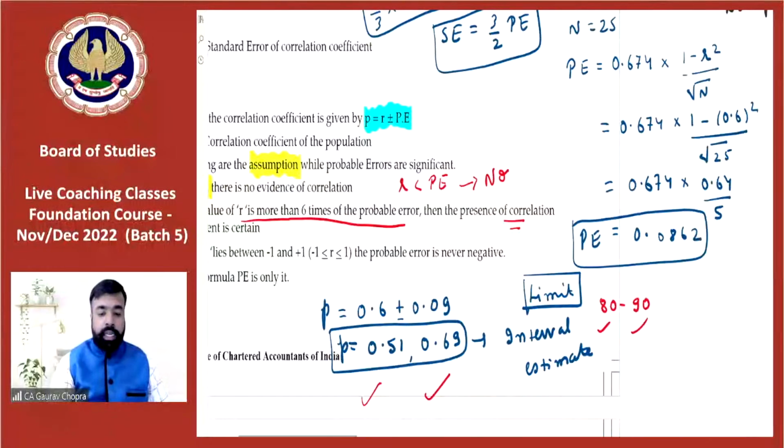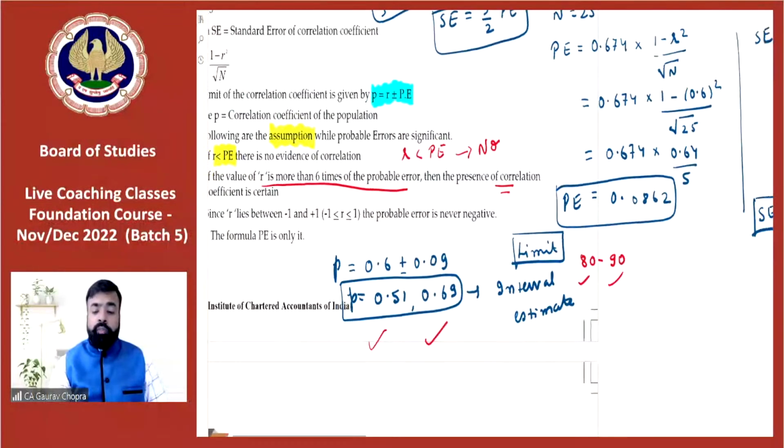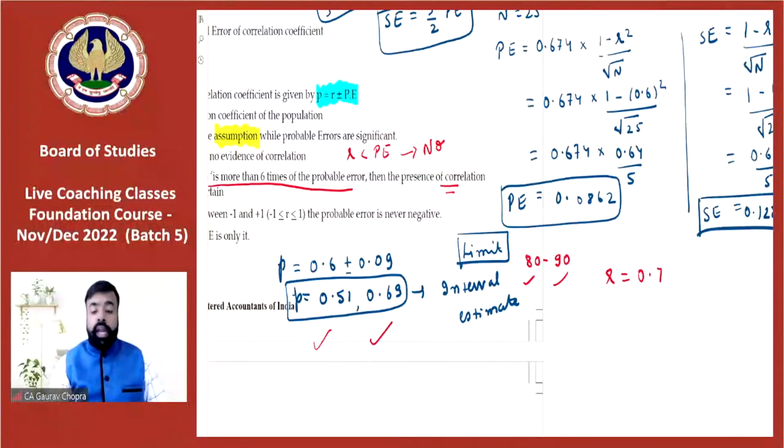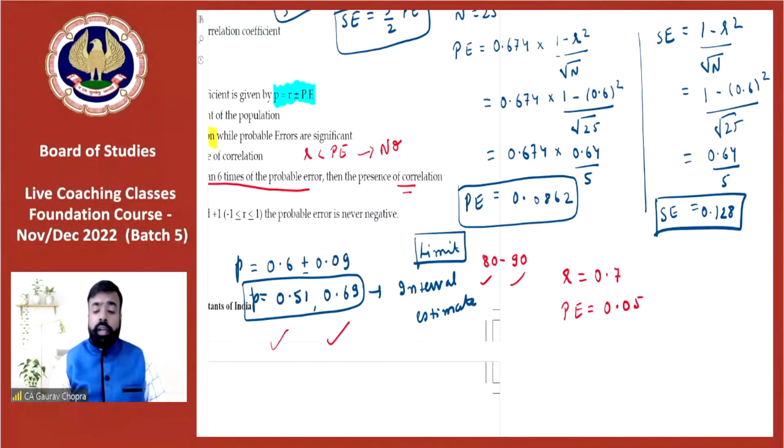For example, if we say value of R is 0.7 and value of probable error is 0.05. So how to know that R is 6 times greater or not? Simply divide them. So 0.7 divided by 0.05. How much are we getting? 14. That means R is 14 times greater than probable error. That means correlation is correct. Correlation is significant.